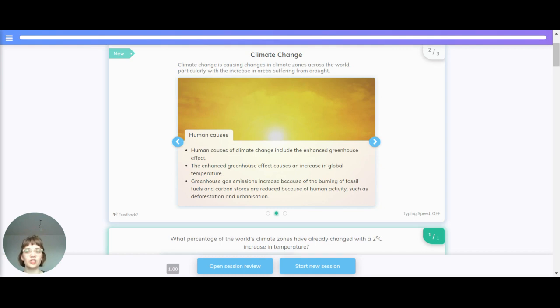Human causes. Human causes of climate change include the enhanced greenhouse effect. The enhanced greenhouse effect causes an increase in global temperature. Greenhouse gas emissions increase because of the burning of fossil fuels, and carbon stores are reduced because of human activities such as deforestation and urbanisation.